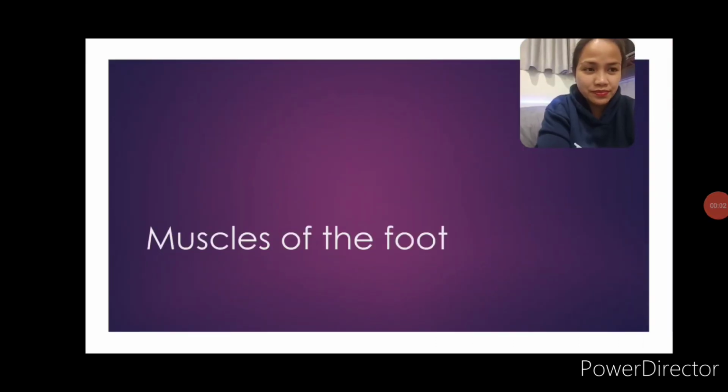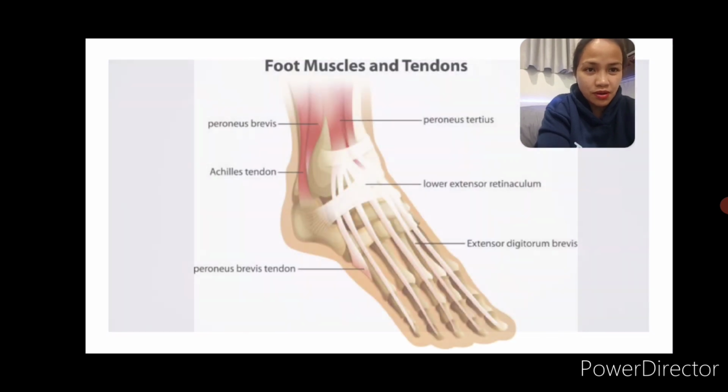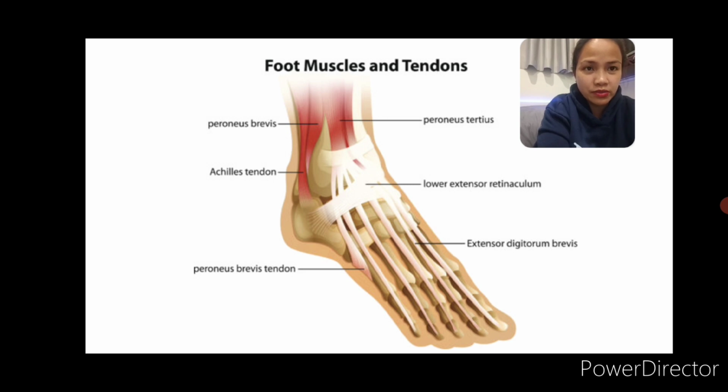Muscles of the foot. So actually this photo that I got is a combination of the tendons and foot muscles, but I'm just going to discuss the foot muscles only. So the first muscle is the peroneus brevis. What it does is plantar flexion of the ankle and eversion of the ankle.